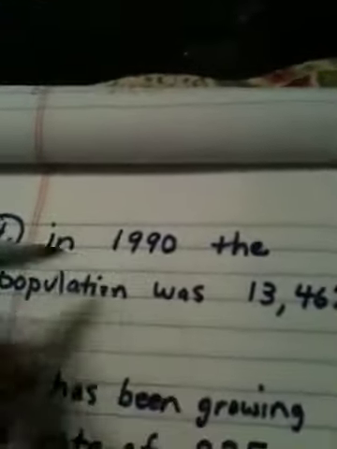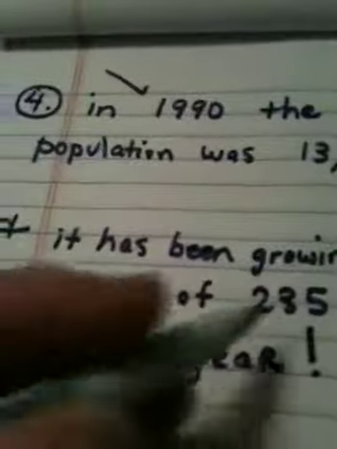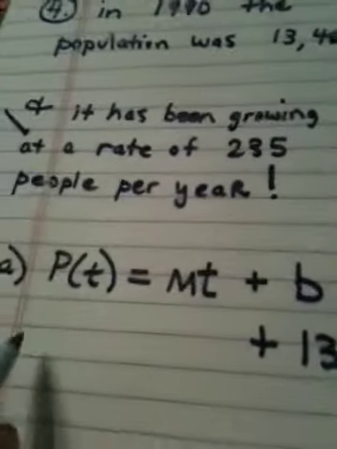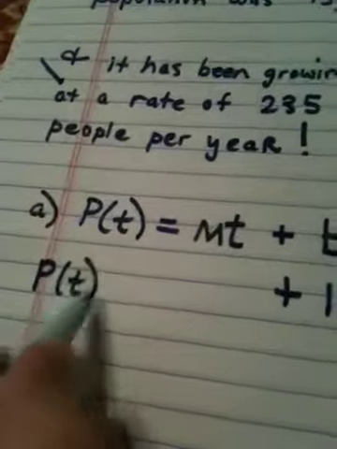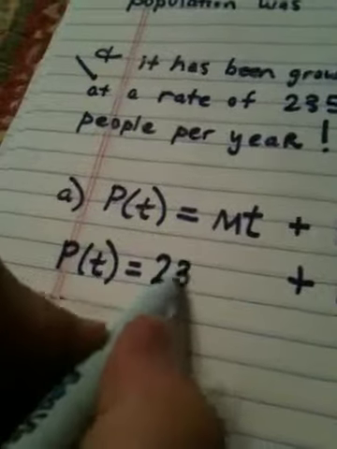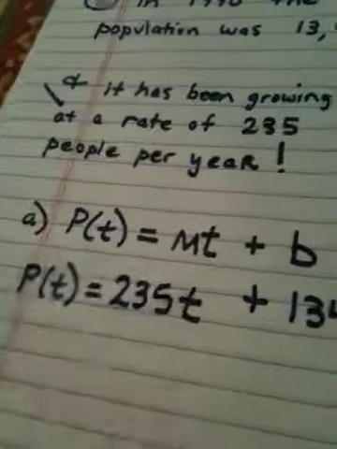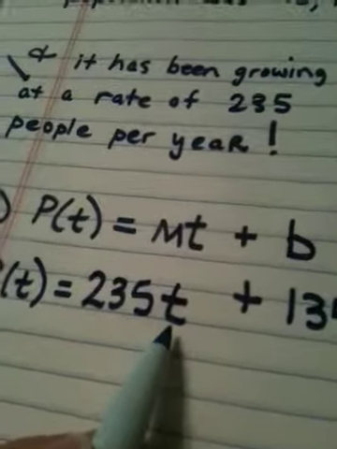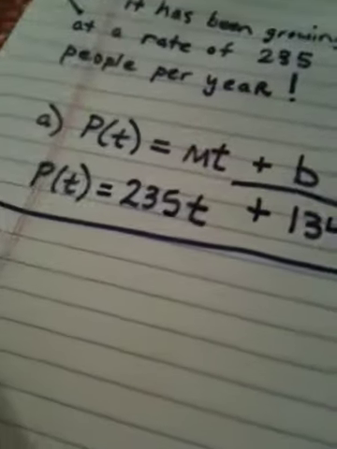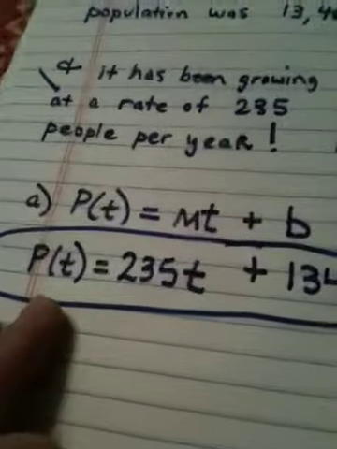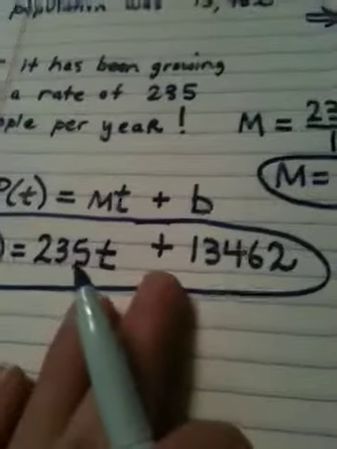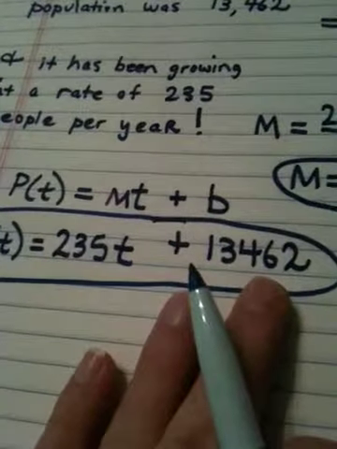So what they did, here they gave us b, and in this wording, they just gave us m. So I know P of t equals, the slope was given to be 235. That was my constant rate of change. T is my input, the number of years since 1990, and then plus this. So this is my answer for part A. This is my function, my population function. P of t equals 235t plus 13,462.